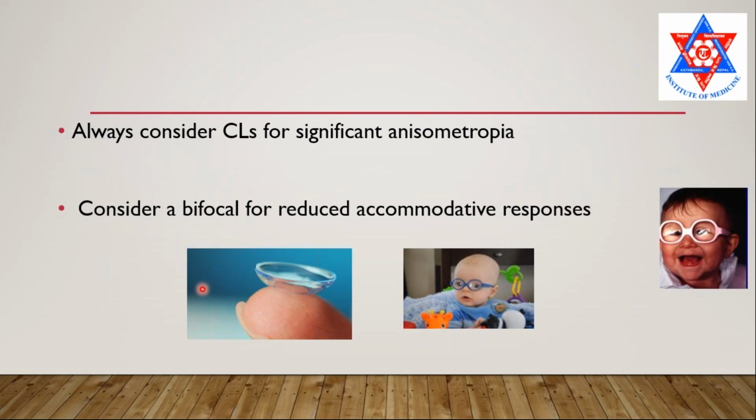So I'll always consider a contact lens for significant anisometropia. But if it is not possible, then undercompensating the prescription with maximum binocularity will very much help the child. So again, when evaluating, if an amblyopic child has a very much reduced accommodative response, especially maybe in the case of isometropic types, then bifocal prescriptions can be incorporated in the prescription.